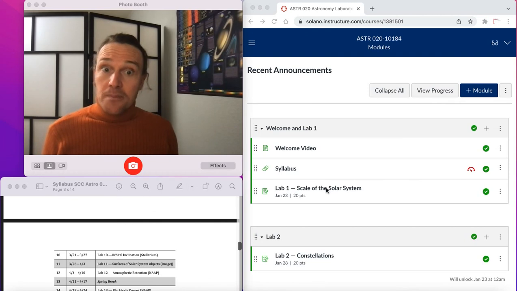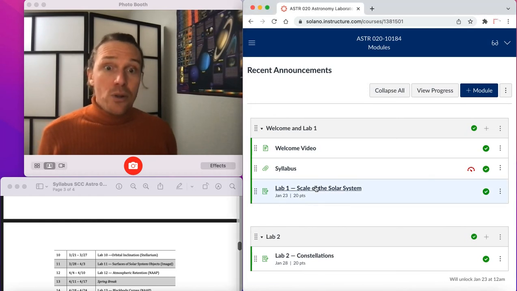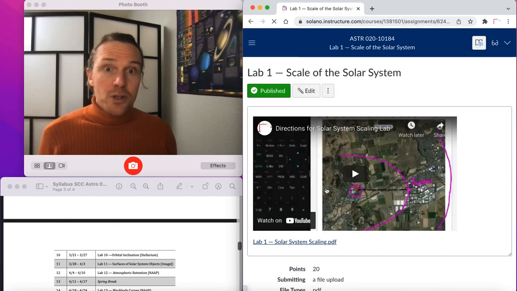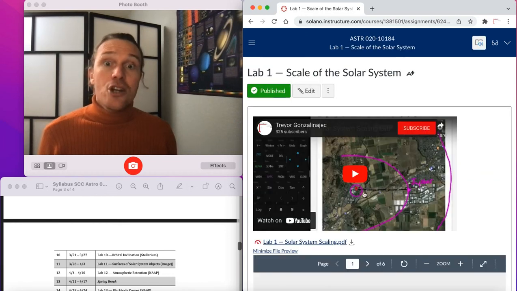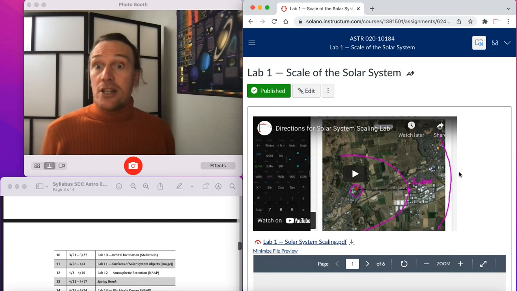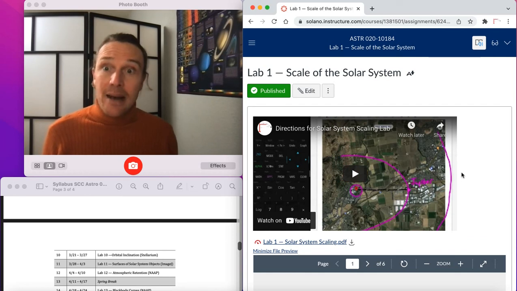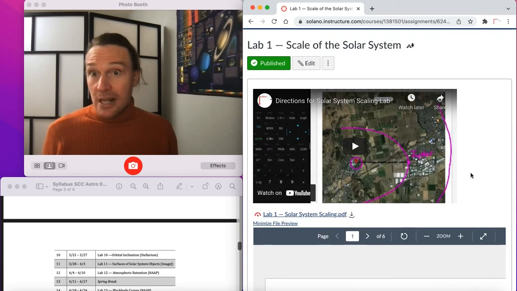Lab 1 is already posted. It's going to be due this Sunday. All labs are going to be due on Sunday. You can submit them late, but you lose 10% for every day they're late. Okay? And if you look at lab 1, it is a great example. So if you were to go, you can see that there is a directional video. There'll always be a directional video that I filmed explaining how to get started on the lab. All right, like I would do if this was an in-person class.